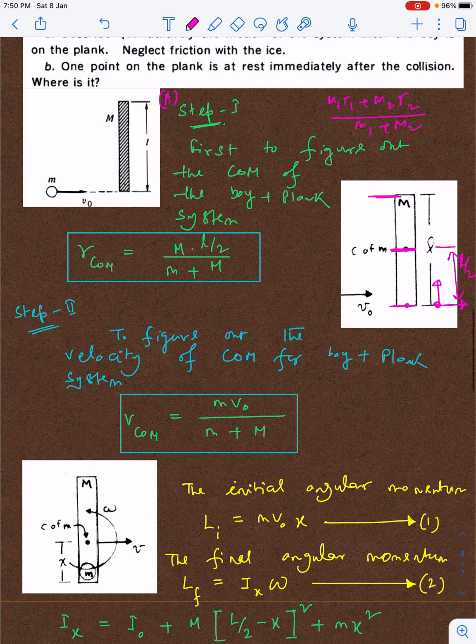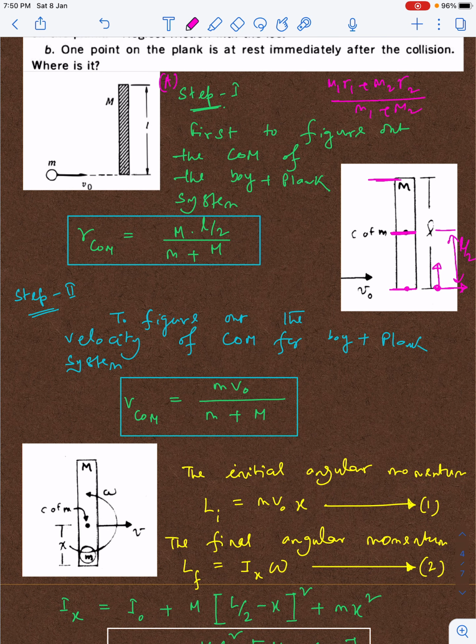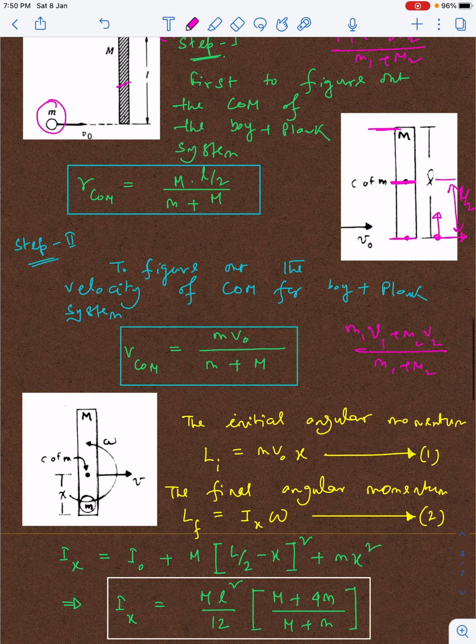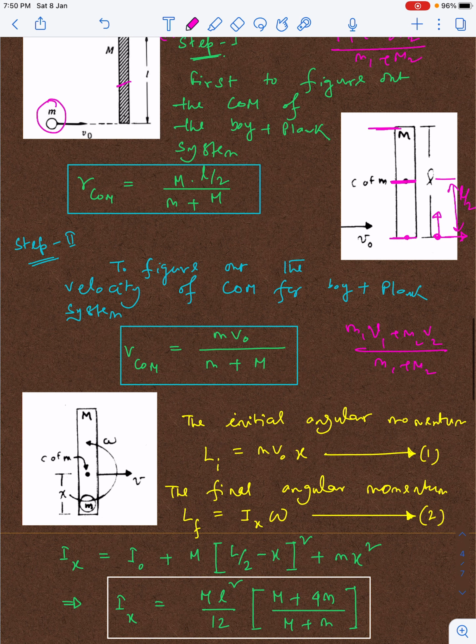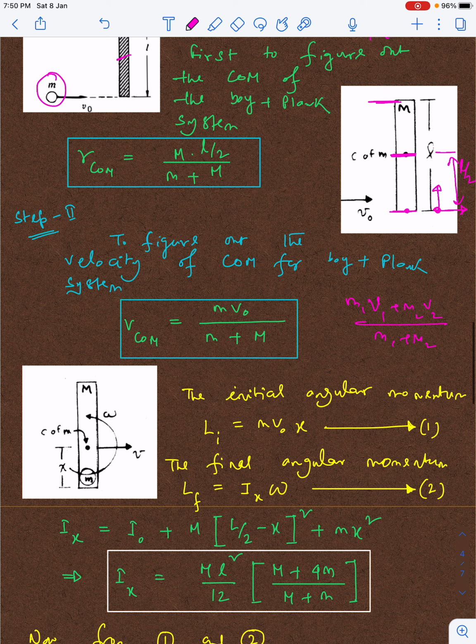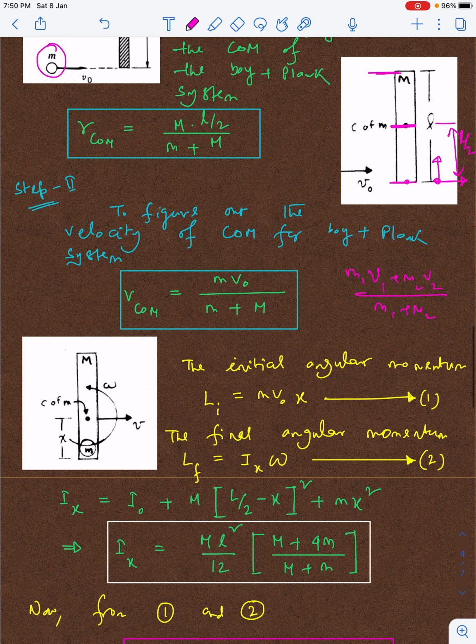Second step is to figure out the velocity of center of mass. Same formula as you all know, m1 v1 plus m2 v2 divided by m1 plus m2. And here in this case, this ball is in motion, rod is at rest. So if the rod is at rest, VCOM becomes small m v0 by M plus m. Initial angular momentum only the small ball was having, so this is m v0 into x. Final angular momentum is I x into omega.